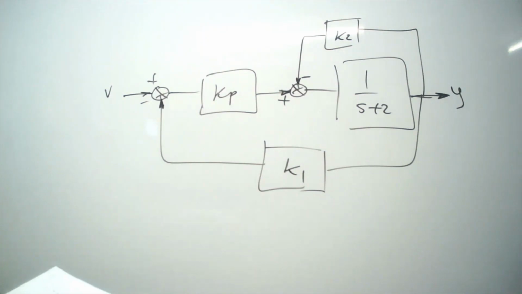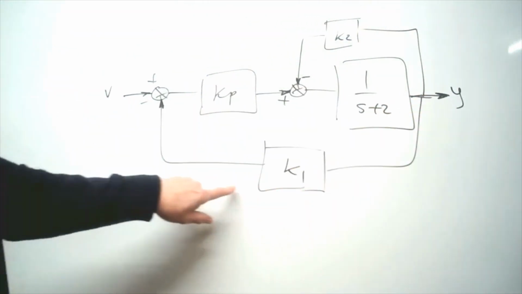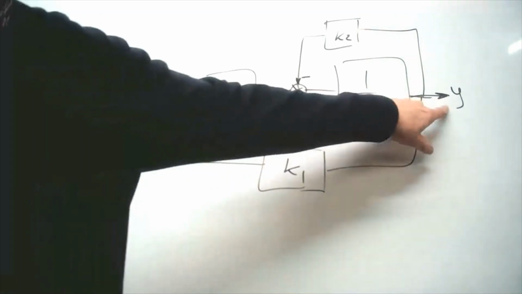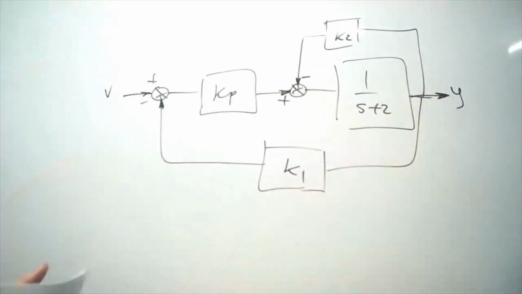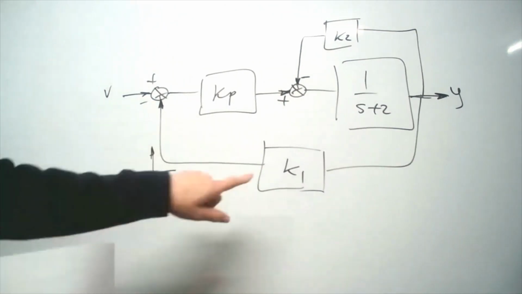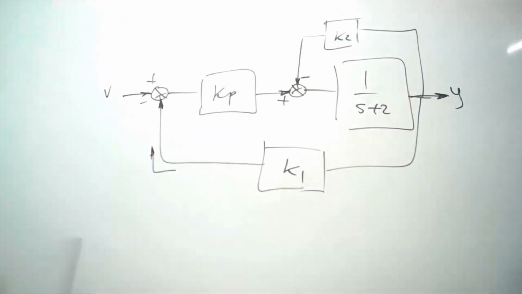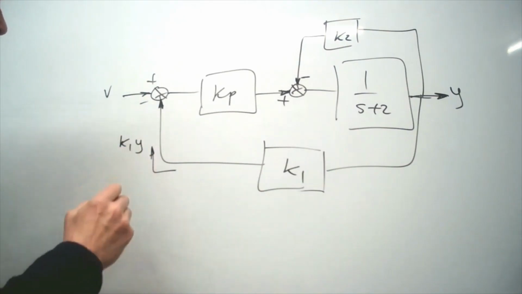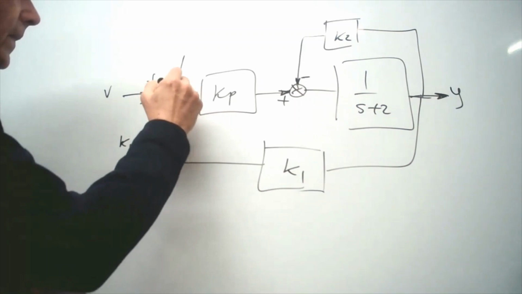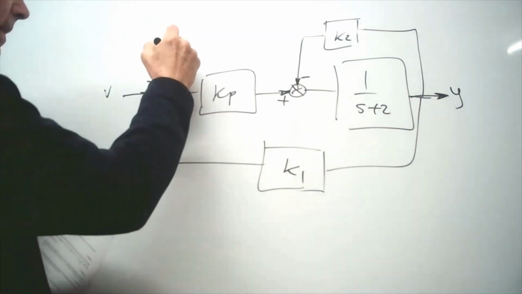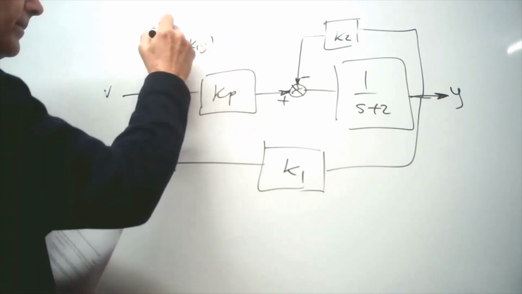So let's have a go at doing this one. I'll go a bit slower this time. What you do is you start off over here and you follow all the signals round until you get that signal there. And then you say this times this equals this to get your equation. It's always the same. So this signal here is going to be K1 times Y. And that signal there will be this one plus this one minus this one, so it's going to be V minus K1Y.